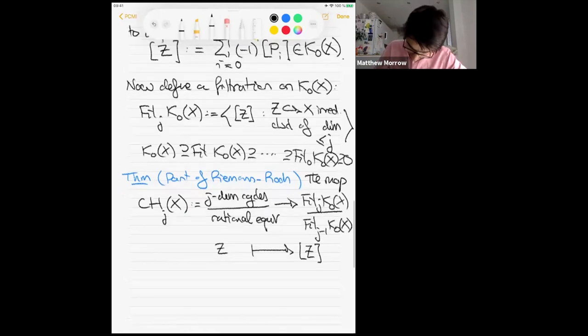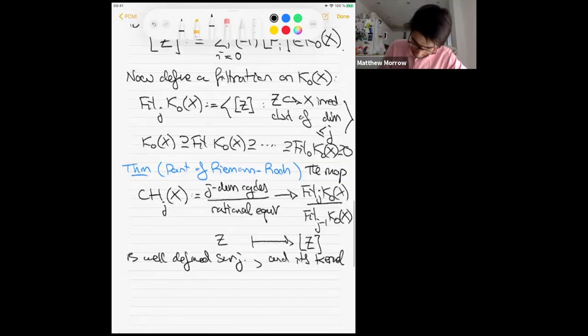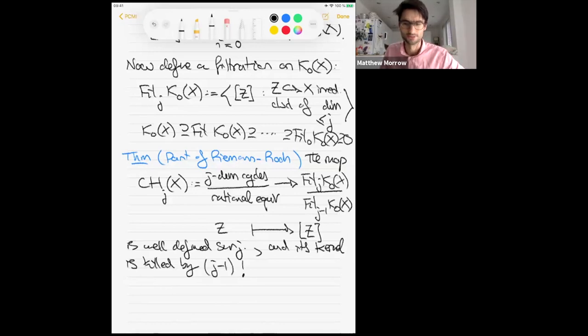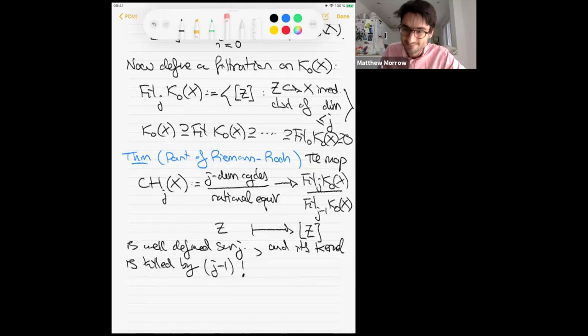And the theorem says this is well defined, surjective more or less by definition, and its kernel is killed by J minus one factorial. And here I'm okay for dimension, codimension, Mark, am I? One can say more than that, but for the sake of simplicity, let me. Now the J minus one should be a D minus J minus one. Okay, sorry. I do everything with codimension usually. So D minus J plus one.